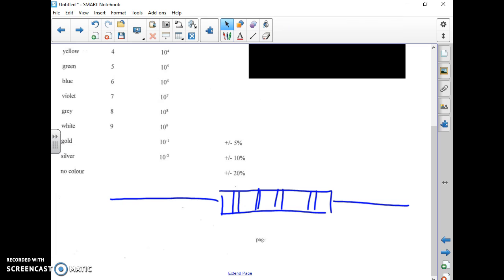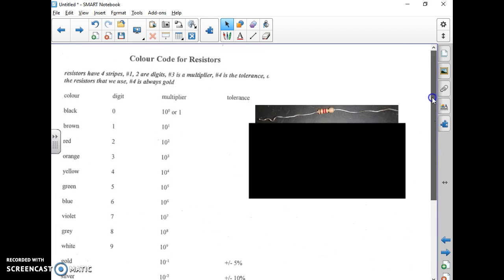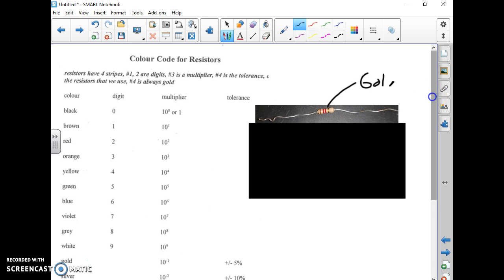Now how do you know which way to hold the resistor? Well, what you're going to do is look at the 4th stripe. This 4th stripe is going to be gold. So the resistor should be held with the gold piece on the right, like we have right here. You can see that that is gold. Now there are 3 other stripes that we're concerned about.